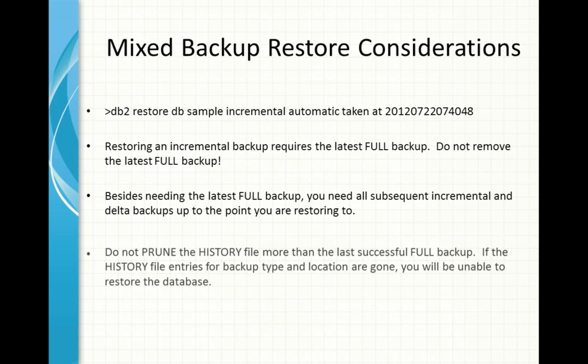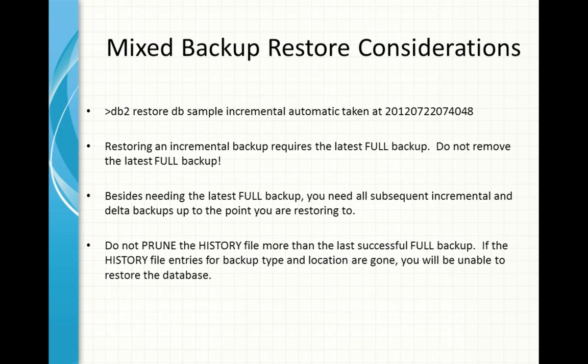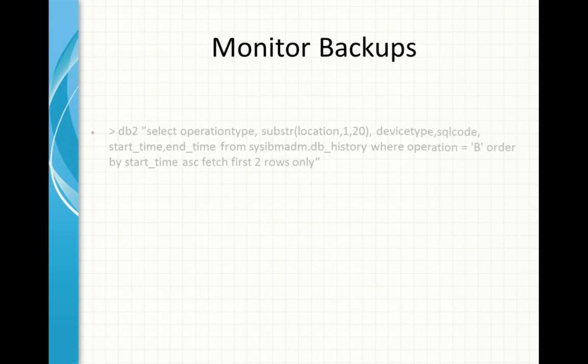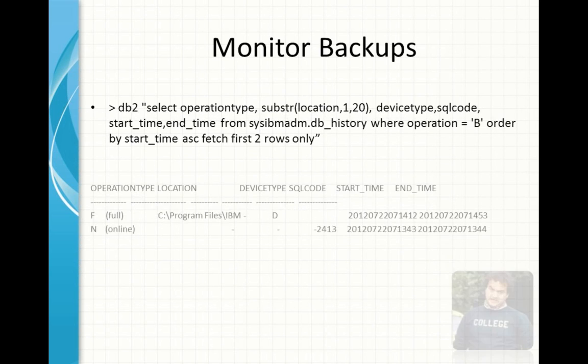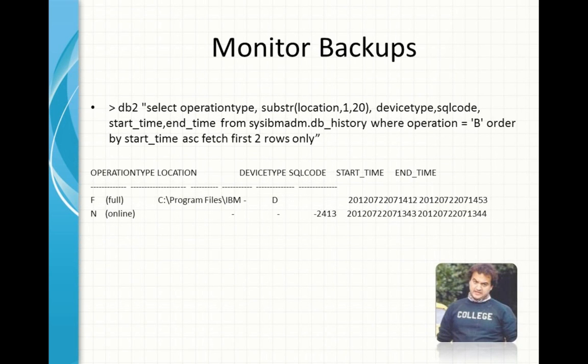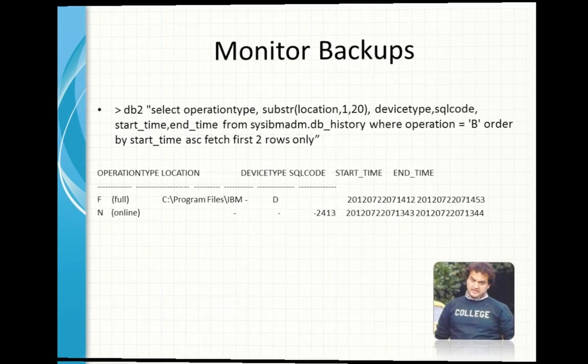There are some restore considerations in these cases. The restore command is a little different. You're going to have to use the incremental automatic options. If you're restoring an incremental backup, you need the latest full backup. It's going to have to read from that, so don't remove the latest full backup. And besides needing the latest full backup, you need all the subsequent incremental and delta backups. So don't use the prune and delete commands later than the last successful full backup. If the history file entries for backup type and location are gone, you'll be unable to restore the database.